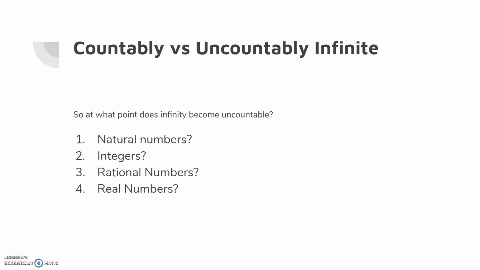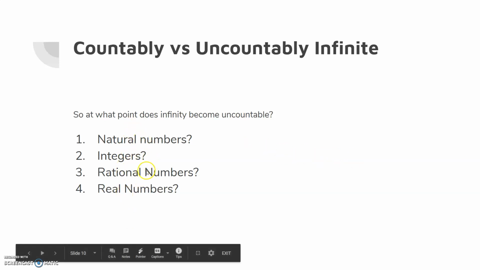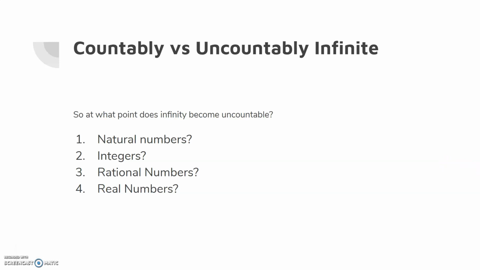So at what point does infinity become uncountable? At some point on this list, it turns into an uncountable infinity. It doesn't happen on the natural numbers, of course. We already covered that. Not the integers. We showed that has 1-to-1 correspondence with natural numbers. So what about the rational numbers?